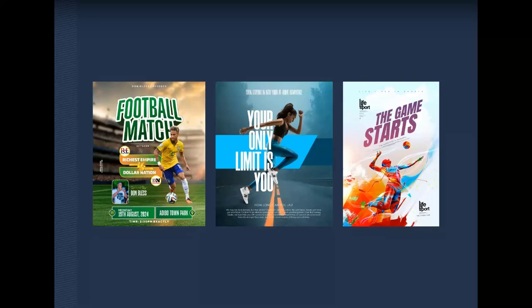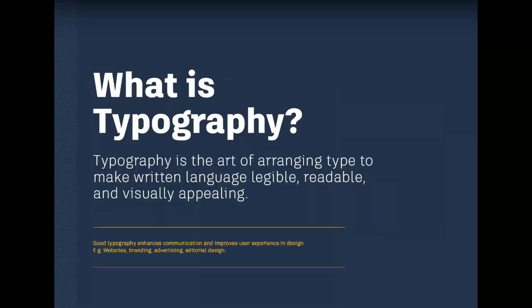What I'm trying to emphasize here is the concept of typography. What is typography? Typography is the art of arrangement of type to make written language legible. Number one, legible, readable, and visually what? Appealing. Number one is what? Legible. Number two is readable. The last one is what? Visually appealing.